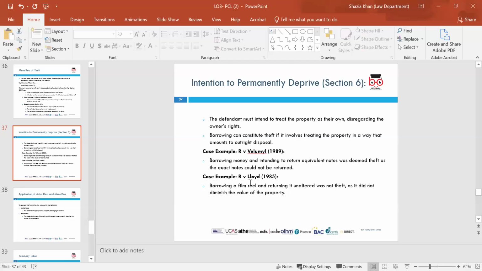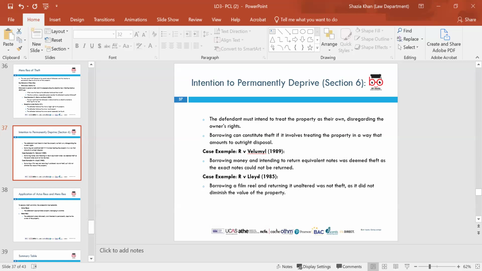And another case example is the R v Lloyd case, 1985. Section 6 of the Theft Act states that a person appropriating property belonging to another without meaning the other permanently to lose the thing is nevertheless to be regarded as having the intention of permanently depriving the other of it, if his intention is to treat the thing as his own to dispose of regardless of the other's right, and a borrowing or lending of it may amount to so treating it, but only if the borrowing or lending is for a period and in circumstances making it equivalent to an outright taking or disposal.